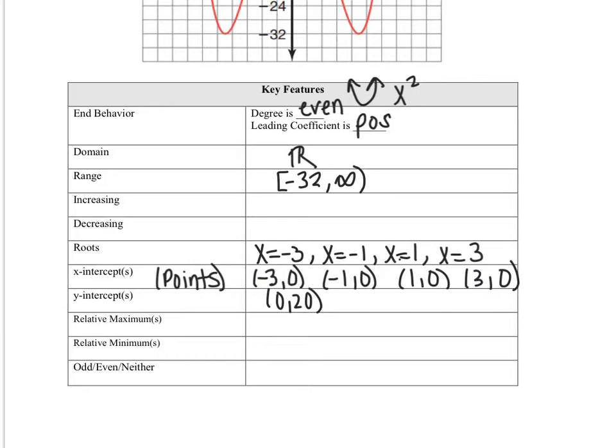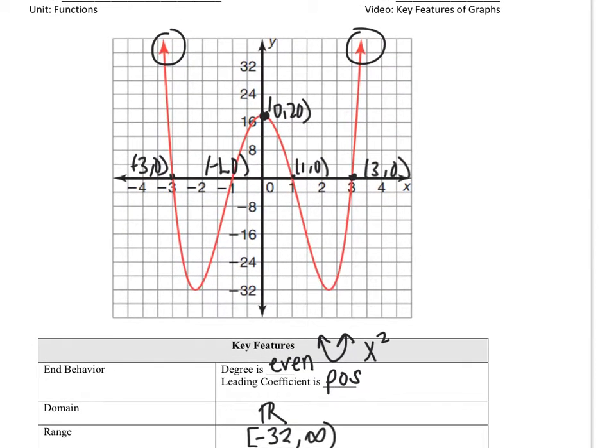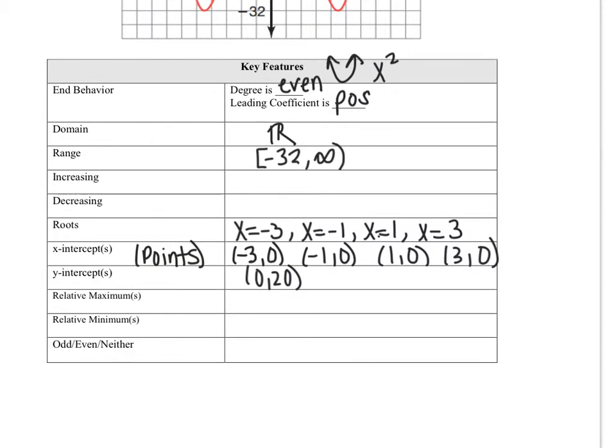And this is new vocabulary, relative minimum and relative maximum. Basically, since this graph goes on and on and on forever, there really is no maximum. But this is considered a relative max. So like within here, there's a max and there's mins. So my max we'll say is (0, 20), my relative max.